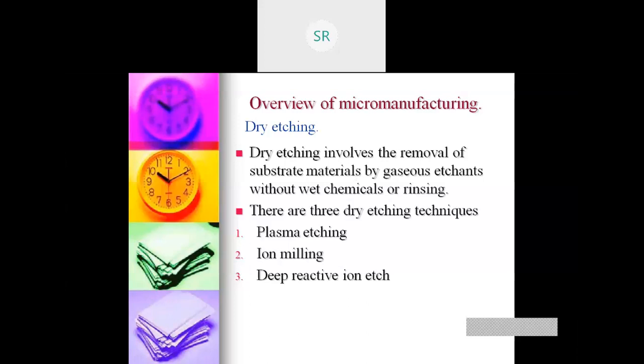Basically, there are three different types of etching techniques. One is plasma etching, the second one is ion milling, and the third one is deep reactive ion etch. First I will take the plasma etching.